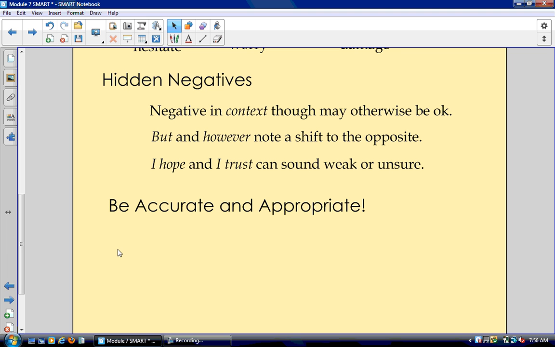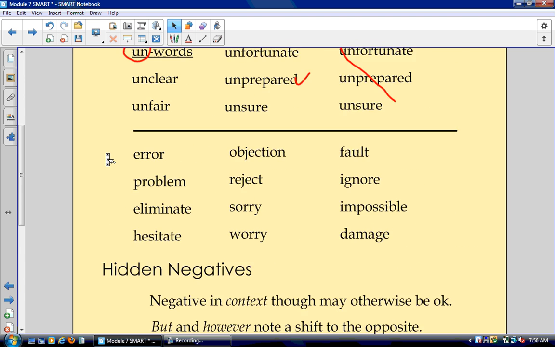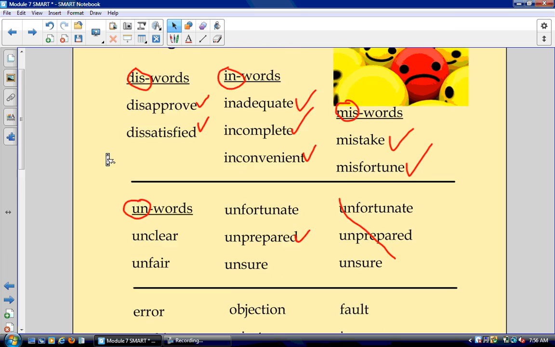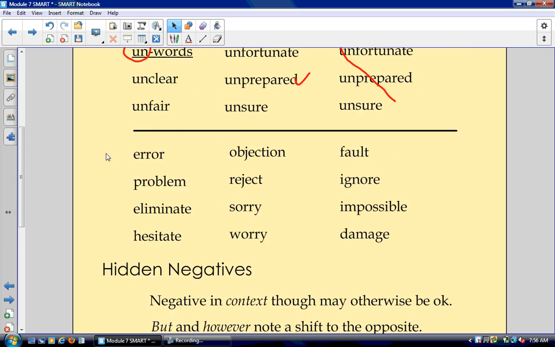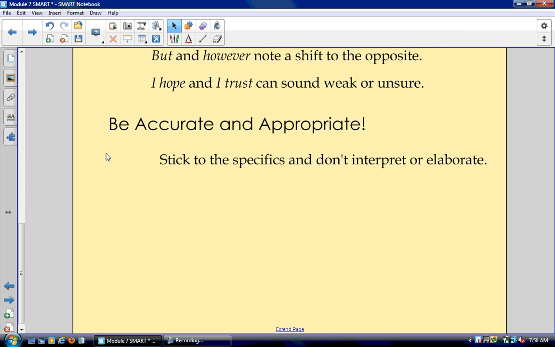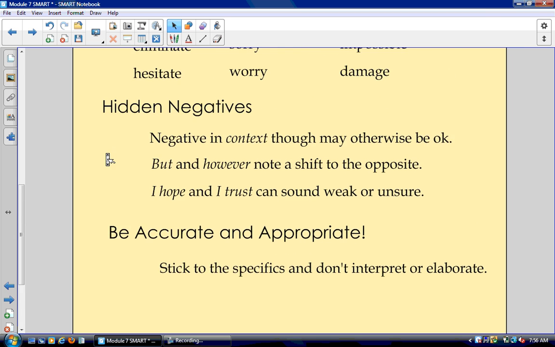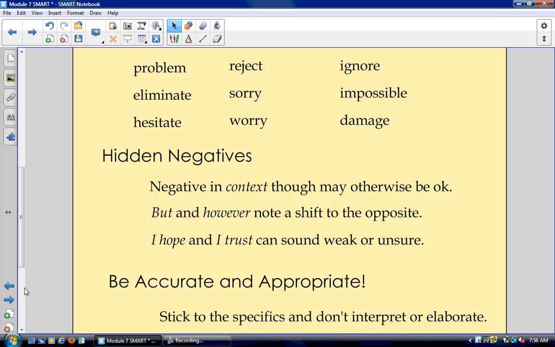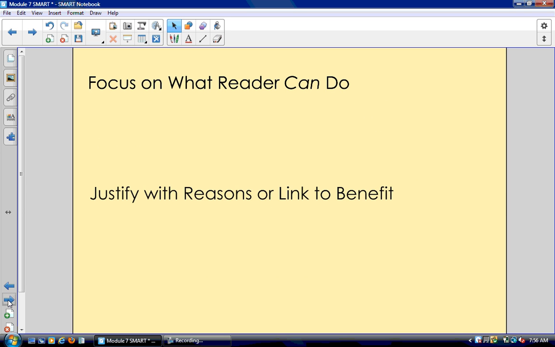However, as we've talked about, and Module 15 talks about, we want to try with our language to be accurate and appropriate. As best we can, we want to stick to the specifics and not interpret or elaborate too much, because that's what leads us into negative language and negative vocabulary terms, when we begin to elaborate, use modifiers, go into more detail. Just be specific, accurate, appropriate, and less is more often with negative messages.